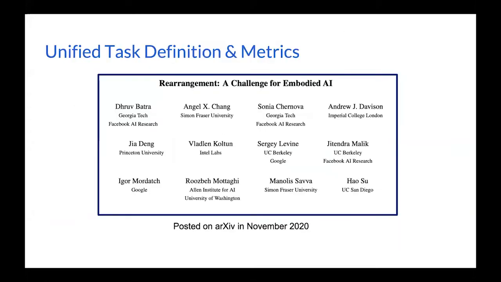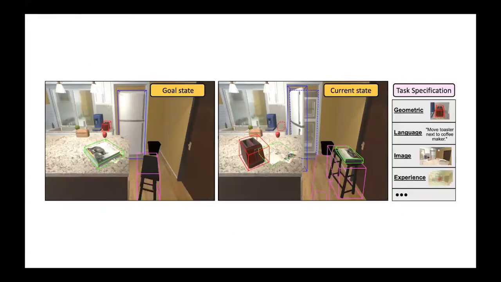Last summer, a number of us got together, and we came up with a clear task definition and a unified set of metrics for a specific task that we call rearrangement. The report has been published on arXiv in November last year. So here is the explanation of the task. On the left, you see the image of the goal state. On the right, you see the current state.